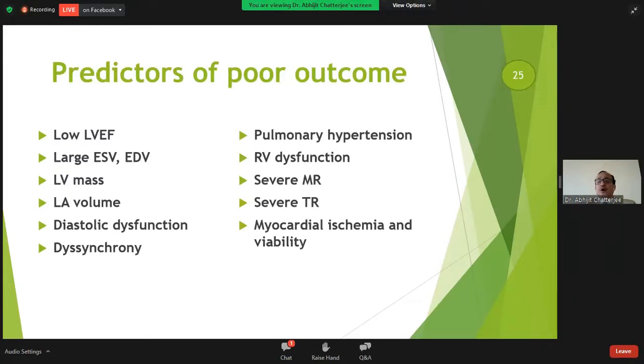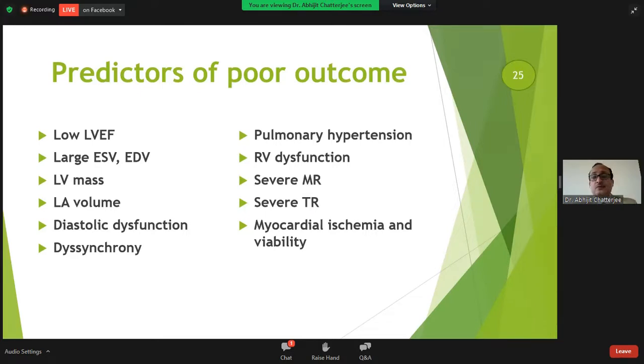Now, the echocardiographer's job is not to tell the diagnosis only. He must also be able to predict the prognosis in a patient of ischemic dilated cardiomyopathy or idiopathic dilated cardiomyopathy. What are some of the features of prognosis? Low ejection fraction, that is too obvious. A large end systolic volume and end diastolic volume. LV mass, LA volume. LA volume is the glycated hemoglobin of diastolic dysfunction. The larger the LA volume, the worse is the prognosis.